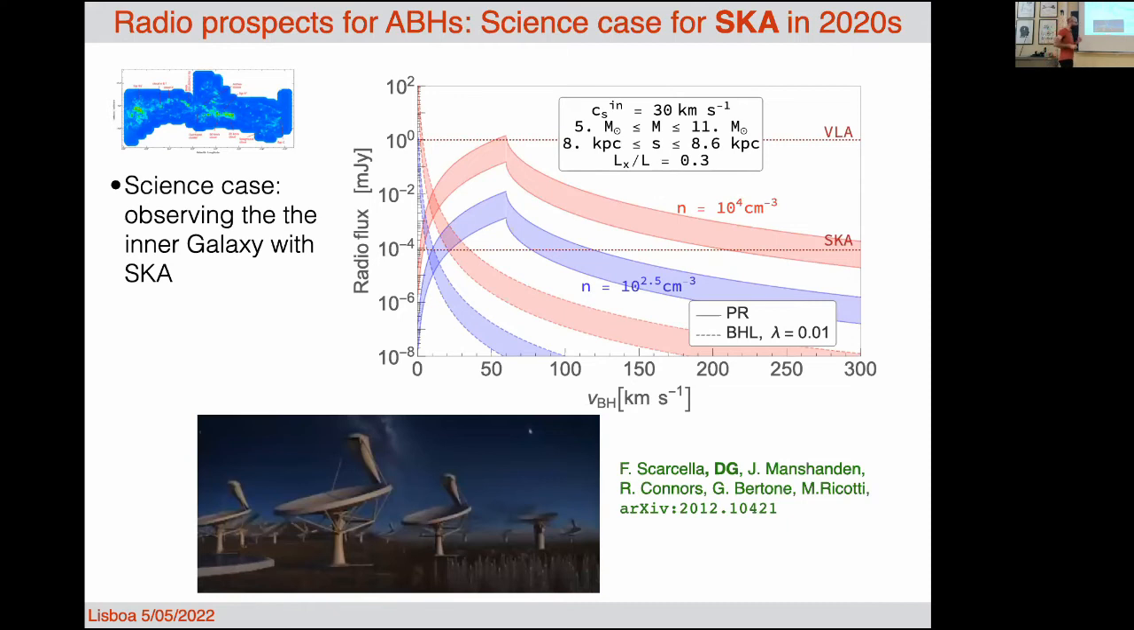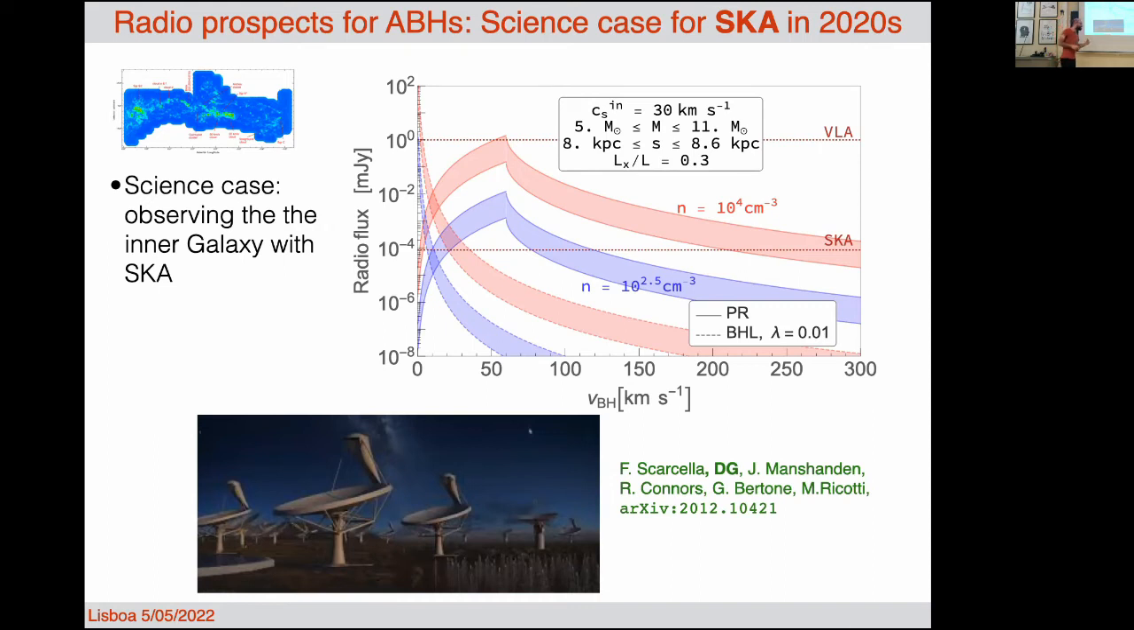But if you go from this to a radio band, the sensitivity in the radio band will increase by one order of magnitude with the SKA. That's the big new thing in radio astronomy in the next decade. And so the typical radio flux that you expect as a function of the velocity of the black holes, for astrophysical black holes, would be very easily detected with SKA.